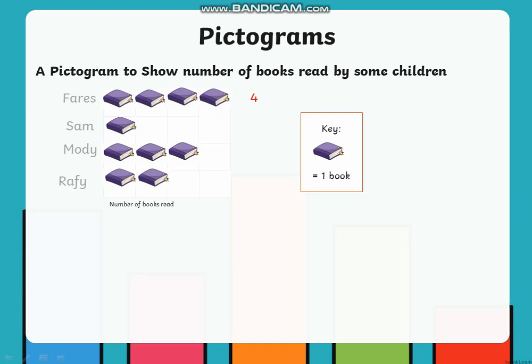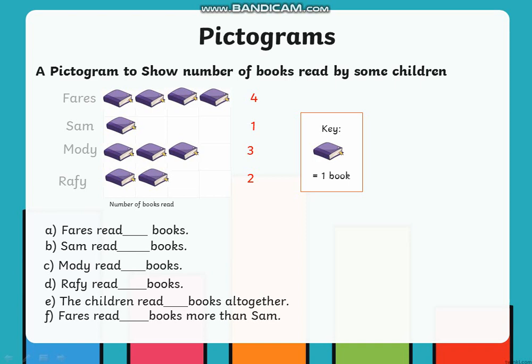Let's now move to Sam. How many books does Sam have in front of him? Only 1, which means Sam read only 1 book. Now Moody. How many books did he read? Let's count the books. 1, 2, and 3. This means that he read 3 books. Rafi, the last one, read 2 books. There are 2 books in front of him. Let's now look at the questions and answer them.